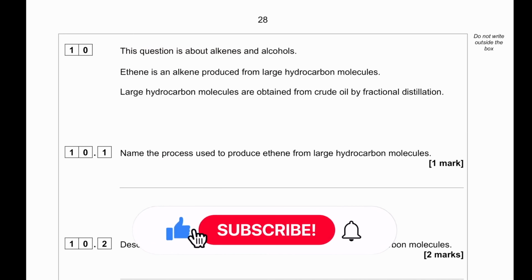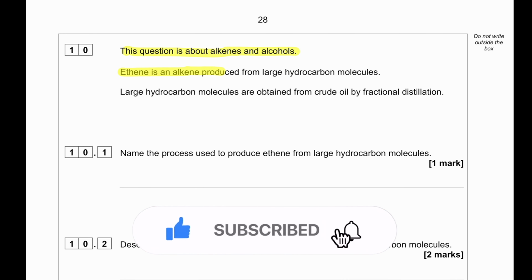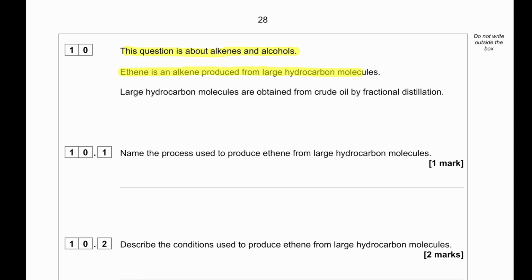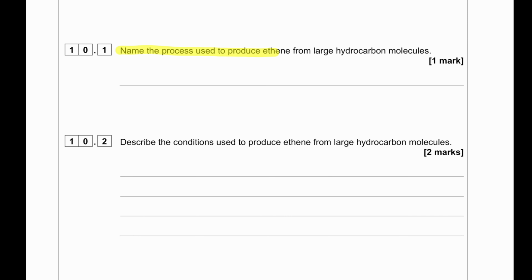This question is about alkenes and alcohols. Ethene is an alkene produced from large hydrocarbon molecules. Large hydrocarbon molecules are obtained from crude oil by fractional distillation. Name the process used to produce ethene from large hydrocarbon molecules. In order to produce small molecules from large hydrocarbon molecules, we'll have to do a particular process called steam cracking or catalytic cracking.